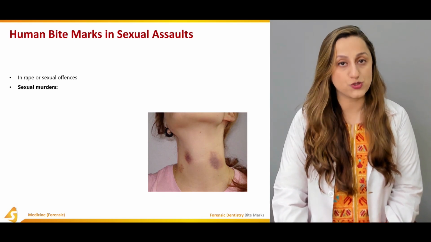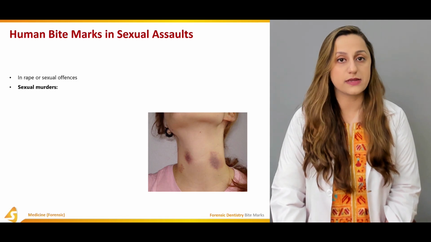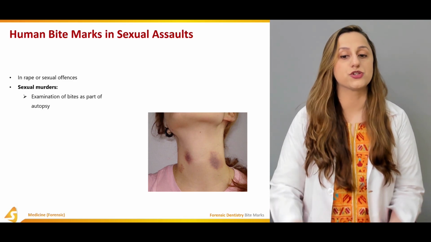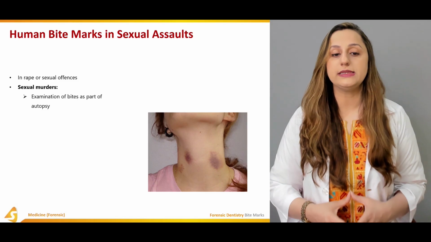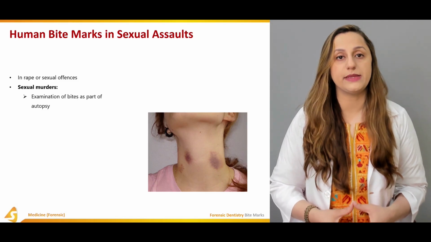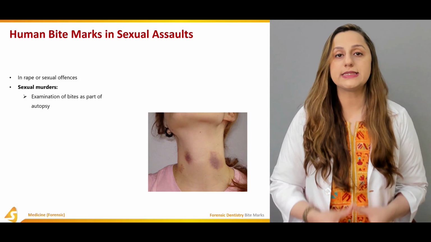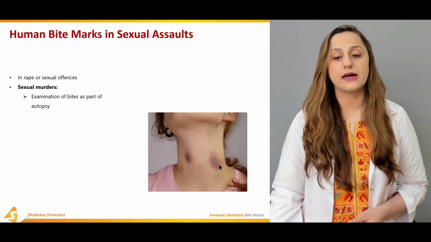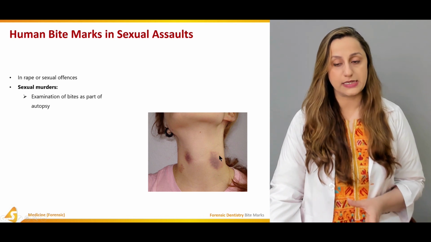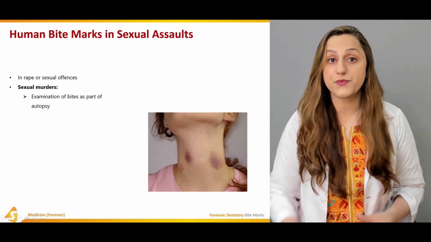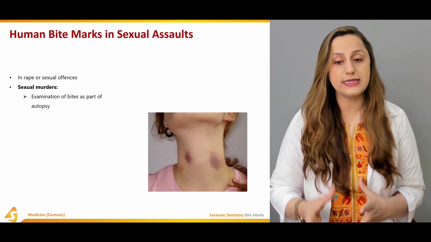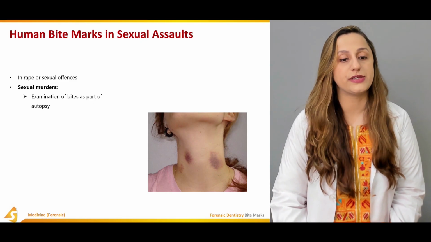In rape or in sexual offenses, these bite marks are quite common. Sexual murders are again a very common phenomenon seen. Examination of the bites is part of the autopsy. Usually the bite marks involved in sexual murders or sexual assaults are of the kind shown over here. It is usually a bruising phenomenon due to a negative pressure that is built up by the suction phenomenon. So these bite marks have to be distinguished over here as well.